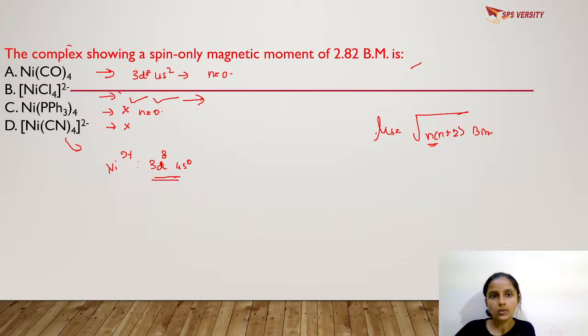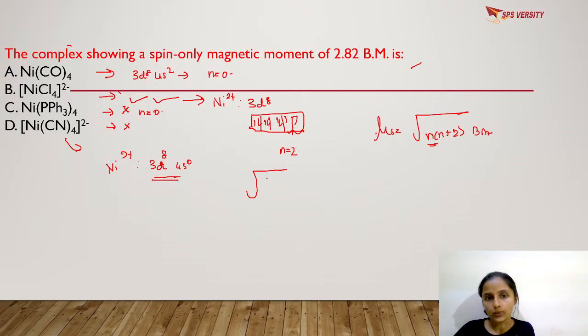So the unpaired electrons are present only over here. That's nickel in 2 plus configuration, that's 3d8. 1, 2, 3, 4, 5, 6, 7, 8. You have 2 unpaired electrons, n is equal to 2. So root of 2 times 2 plus 2, that's root 8. So the correct answer will be option B.